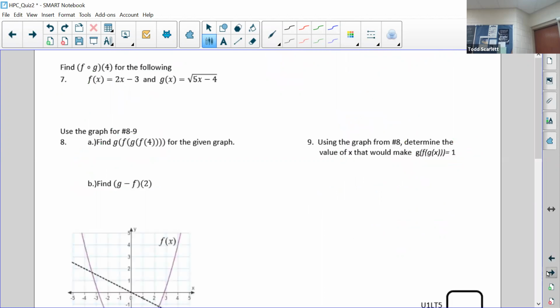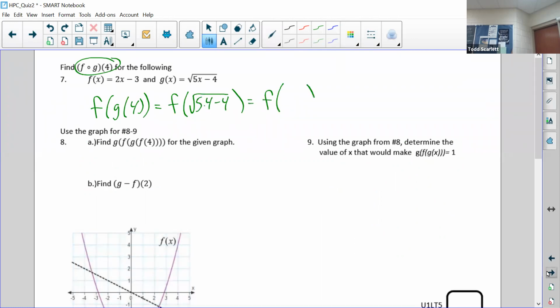Number 7 is again another composition. So this is f of g, but now the input is one specific domain element, 4. So 4 goes into G first. 5 times 4 minus 4, which is 20 minus 4, which is 16. The square root of 16 is 4. And now 4 goes into F, and that's 2 times 4 minus 3. So the whole thing is 5.